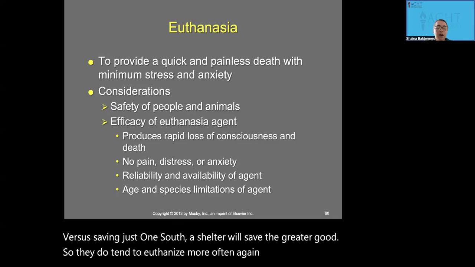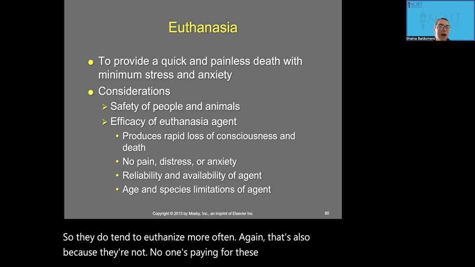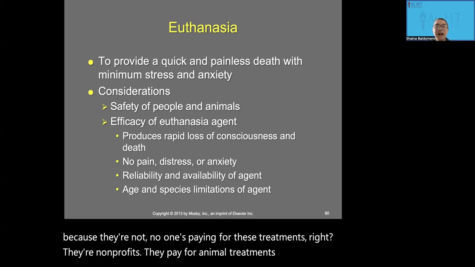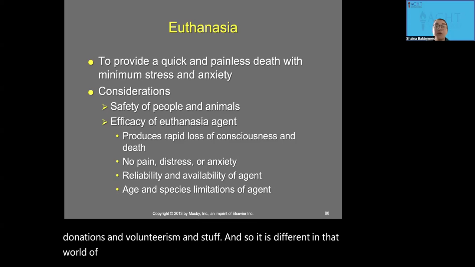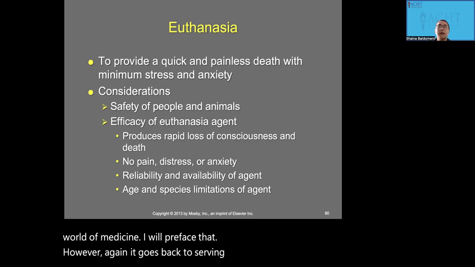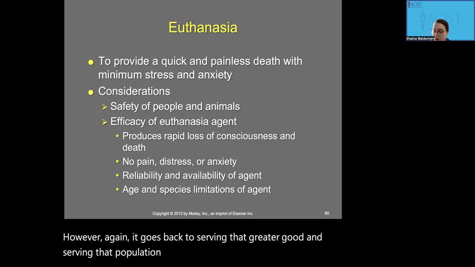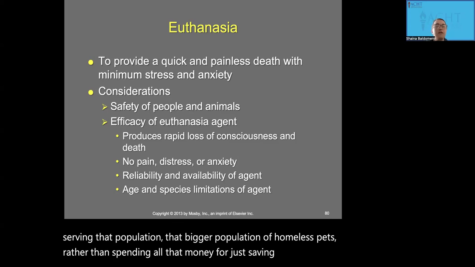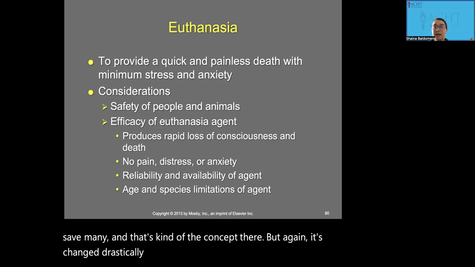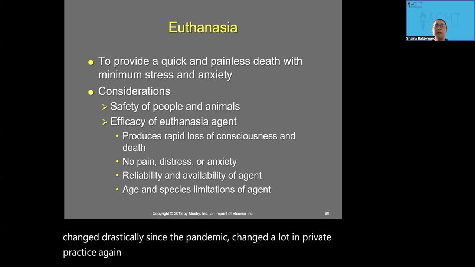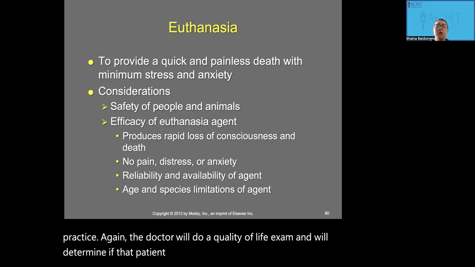Again, that's also because no one's paying for these treatments, right? They're nonprofits. They pay for animal treatments through donations and volunteerism and stuff. And so it is different in that world of medicine. I will preface that. However, again, it goes back to serving that greater good and serving that bigger population of homeless pets. Rather than spending all that money for just saving one, they can save many. And that's kind of the concept there. But again, it's changed drastically since the pandemic. In private practice, again, the doctor will do a quality of life exam and will determine if that patient is a candidate for euthanasia or not.